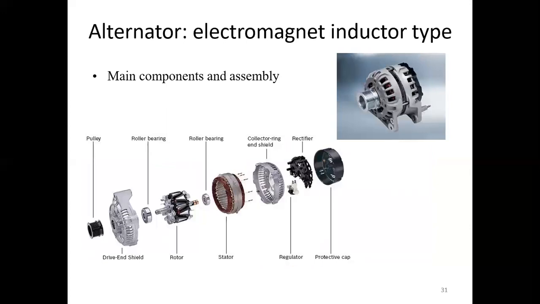For the electromagnetic inductor type, these are the main components and assembly. These are the different components in the alternator: pulley, drive end shield, bearing, rotor, stator, roller bearing, collector ring and shield, regulator, rectifier and a protective cap.